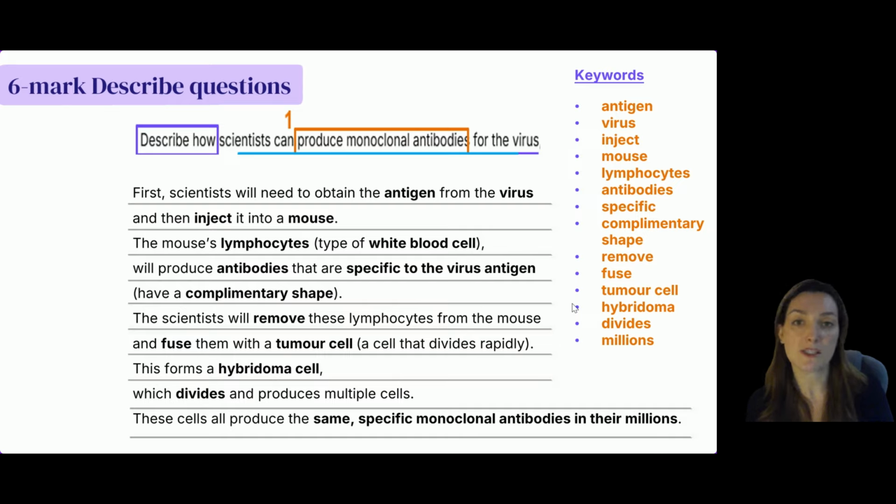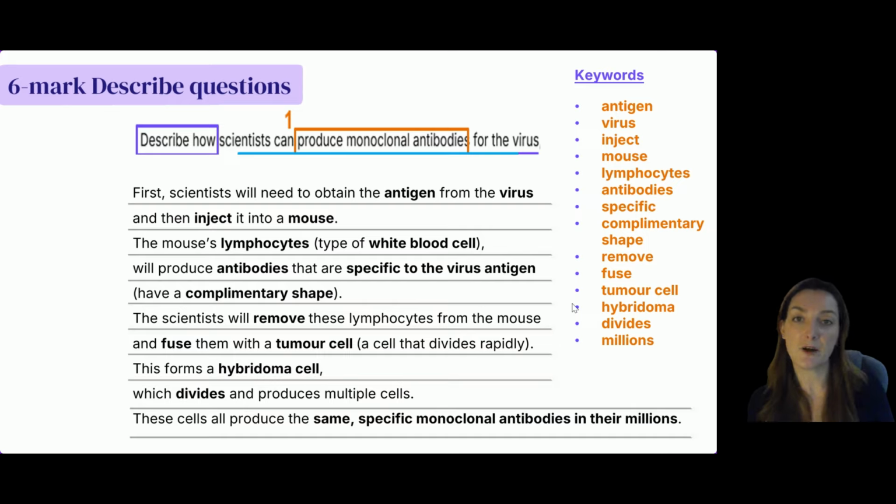Something that you might notice is that my answer isn't laid out in sentences and paragraphs. It's pretty much a bullet-pointed list, and this is fine to do. This just makes it a lot easier for an examiner to read through. In the past, spelling, punctuation, and grammar were taken into account when marking answers to questions like these, but this is no longer the case. It's more important that you use the correct key terms and write your answer in a logical order.